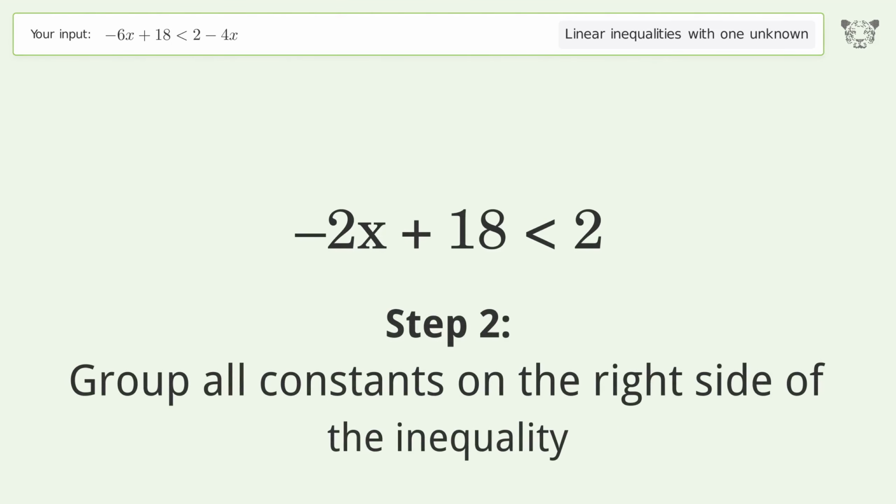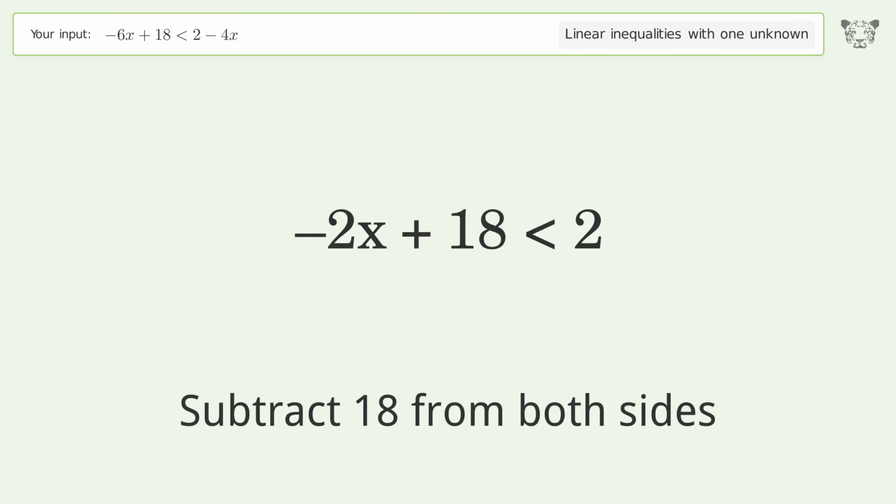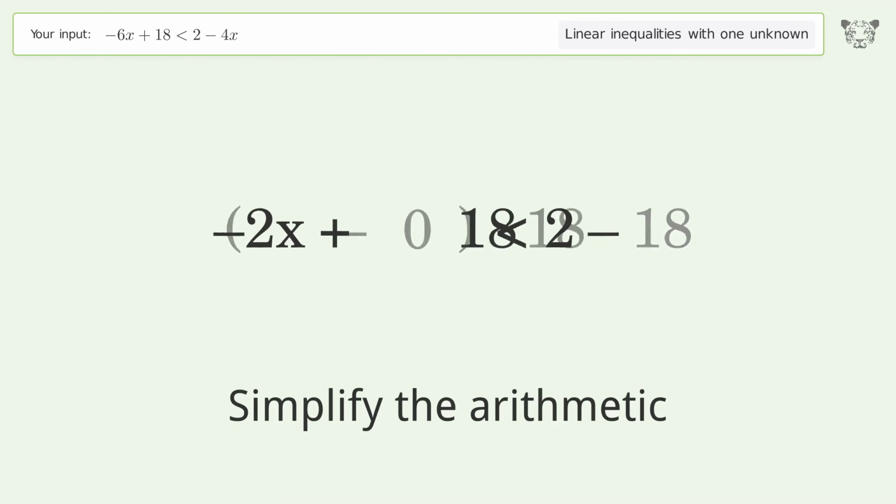Group all constants on the right side of the inequality. Subtract 18 from both sides. Simplify the arithmetic.